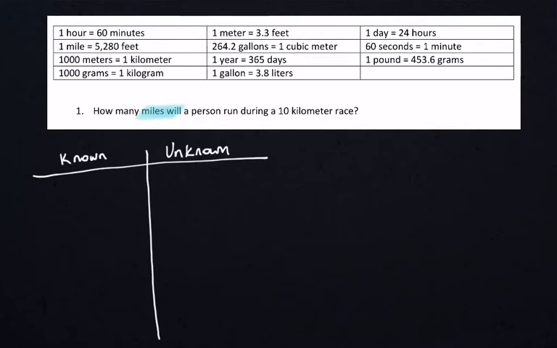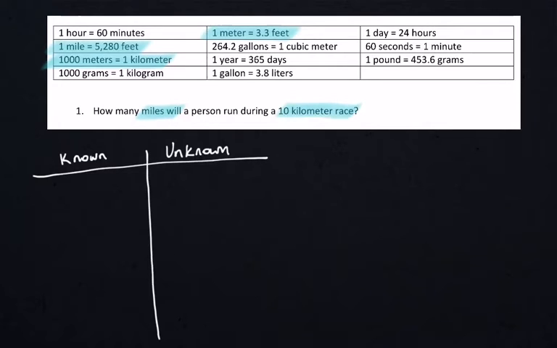And what else do I know? Well, I know that there's 10 kilometers that I'm looking at. I'm going to have to use the conversion factors up in the table above to figure out the rest of the stuff that I know. I know that there's 1 mile for every 5,280 feet. I know that there's 1 meter in every 3.3 feet. And I also know that there's 1,000 meters per kilometer.